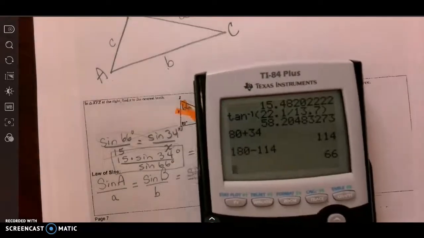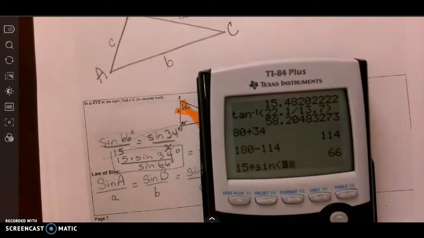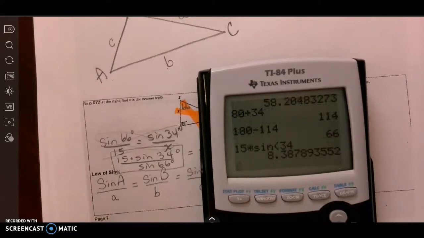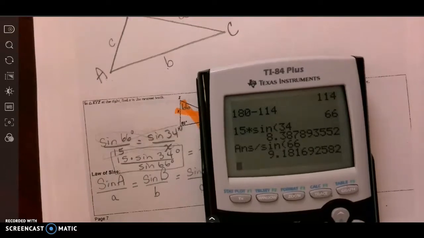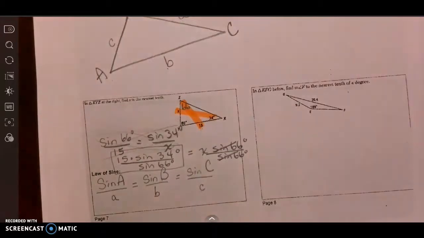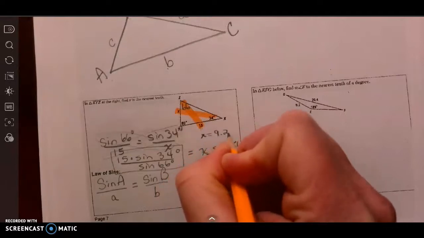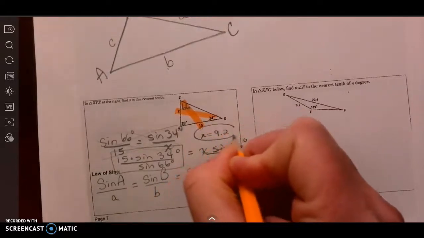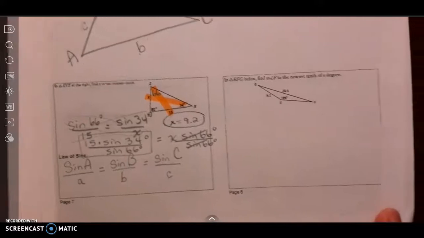And now I need to put all of this into my calculator. So I need to be careful with this. What I'm going to do is the numerator first, 15 times the sine of 34. And then I'm simply going to divide that answer by the sine of 66. And it says round to the nearest tenth. I get 9.2. So x equals 9.2. So that's my final answer.